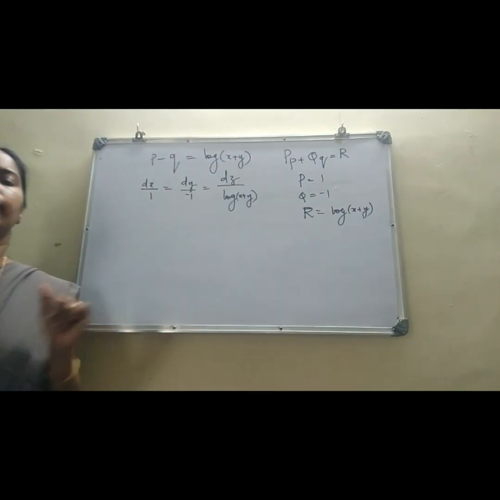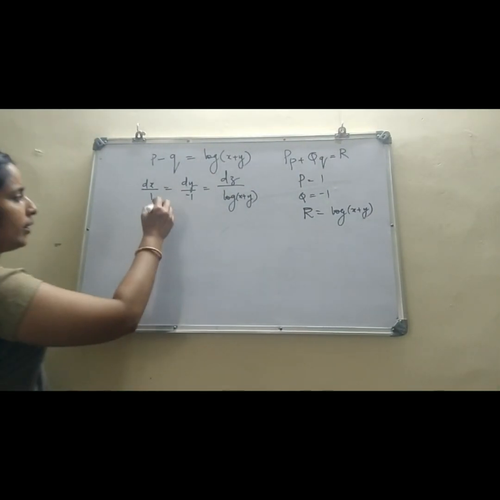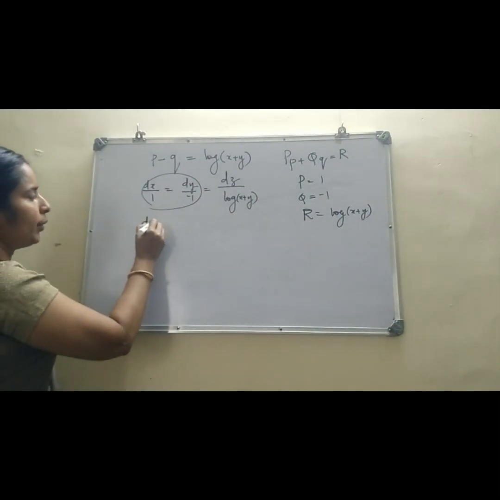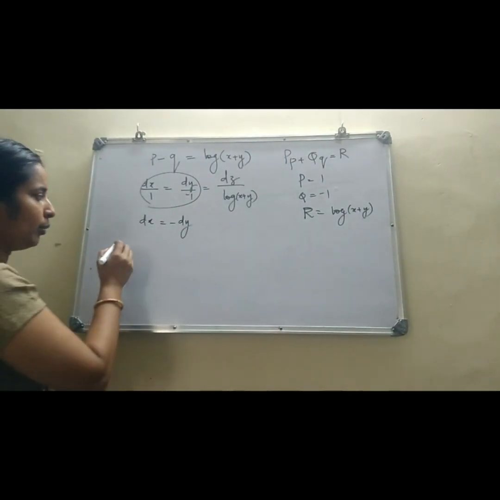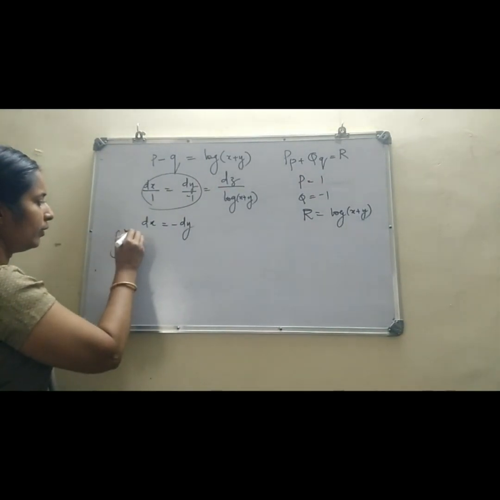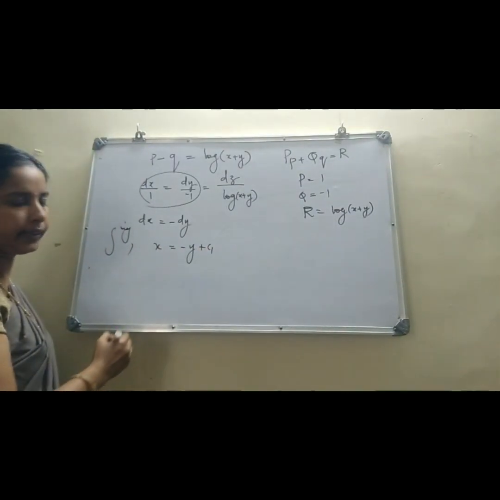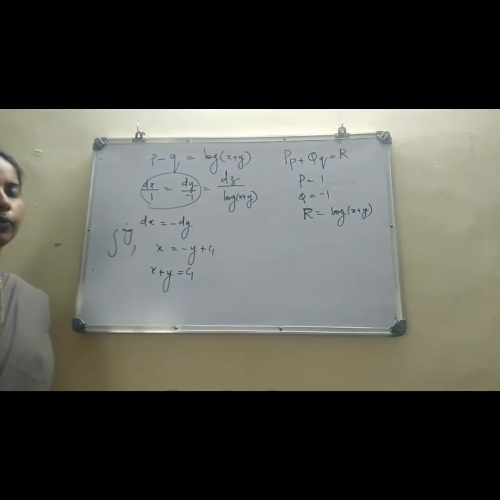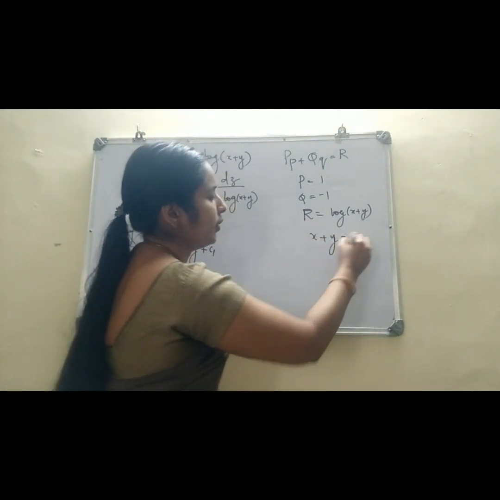Next, you try to find two solutions of the auxiliary equation. For that, you consider first two. So, dx equal to minus dy. By integrating, we get one solution. So, integrating, the solution is x equal to minus y plus c1. That is, x plus y is equal to c1. So, we got one solution which is x plus y is equal to c1.